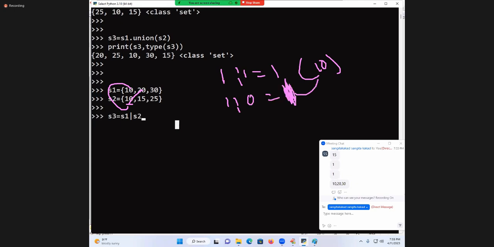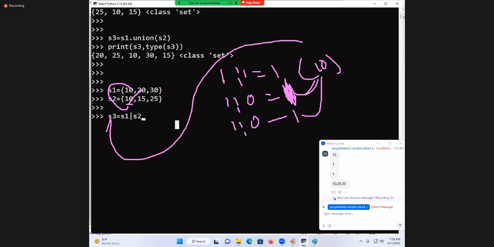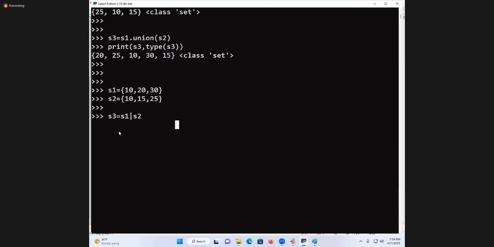1, 1, 1, 1, 1. 1 is called what again? 0, 1, 10. 10 is added to whom? S3. What does S3 already contain? The second time 10 is added, huh? No. It is not added because duplicates are not allowed.